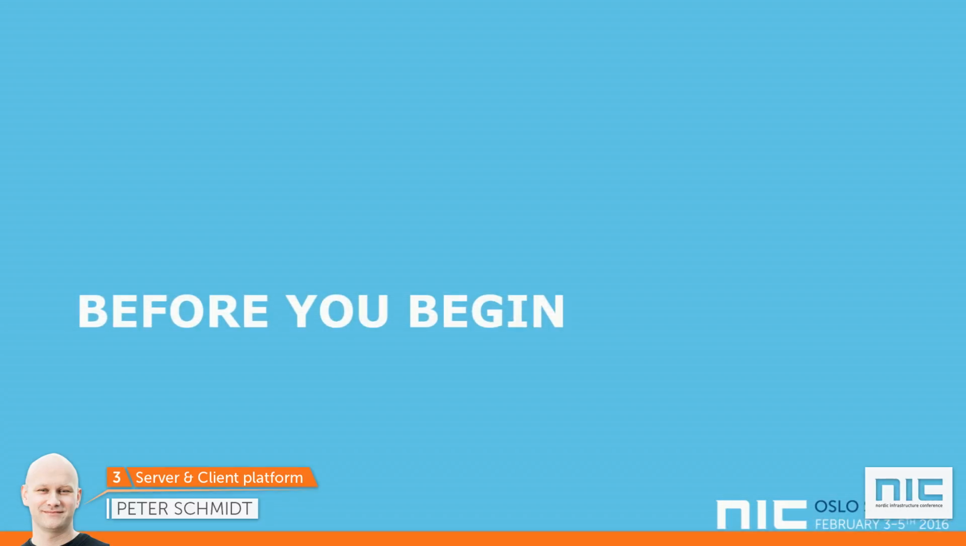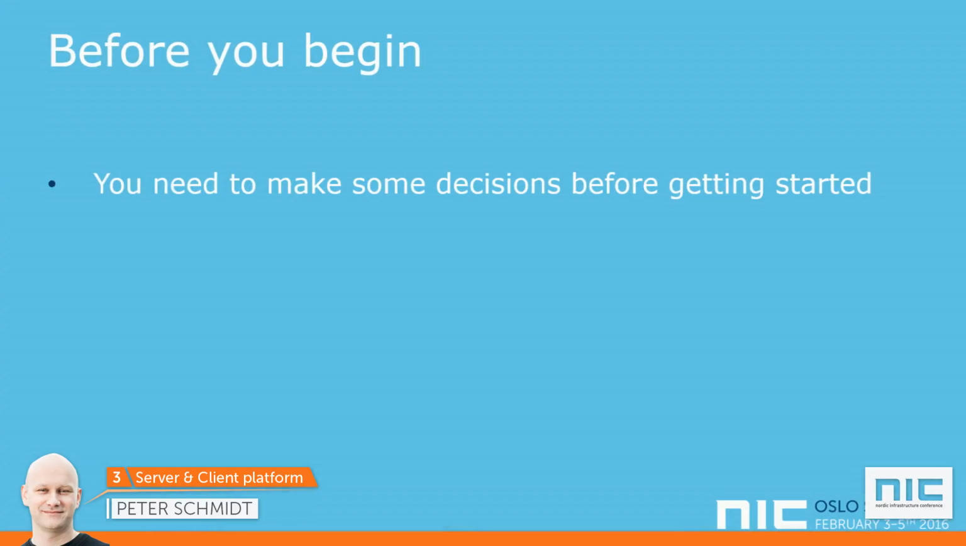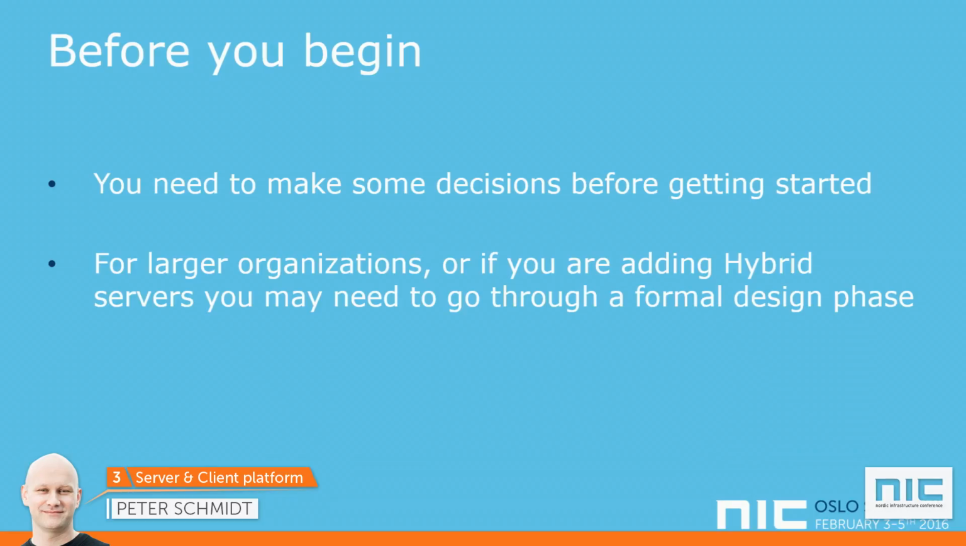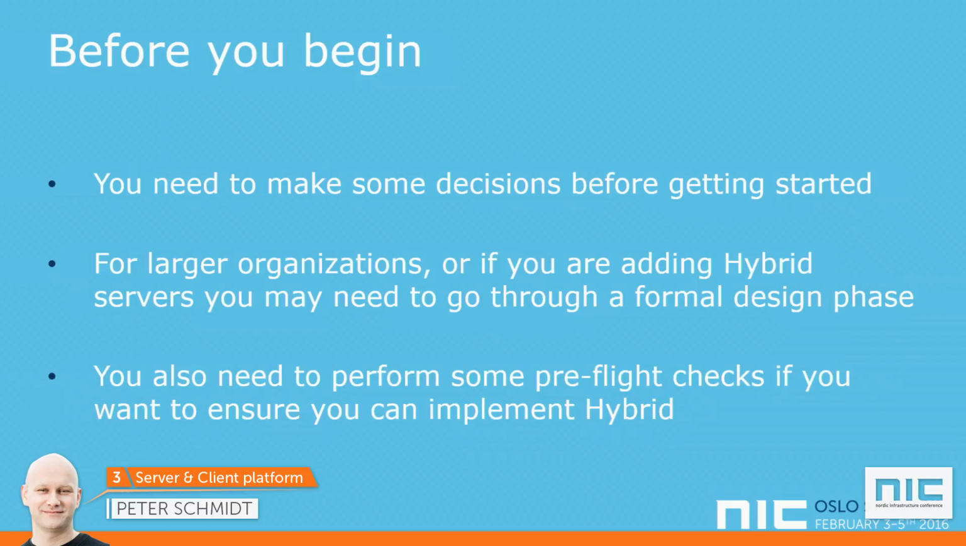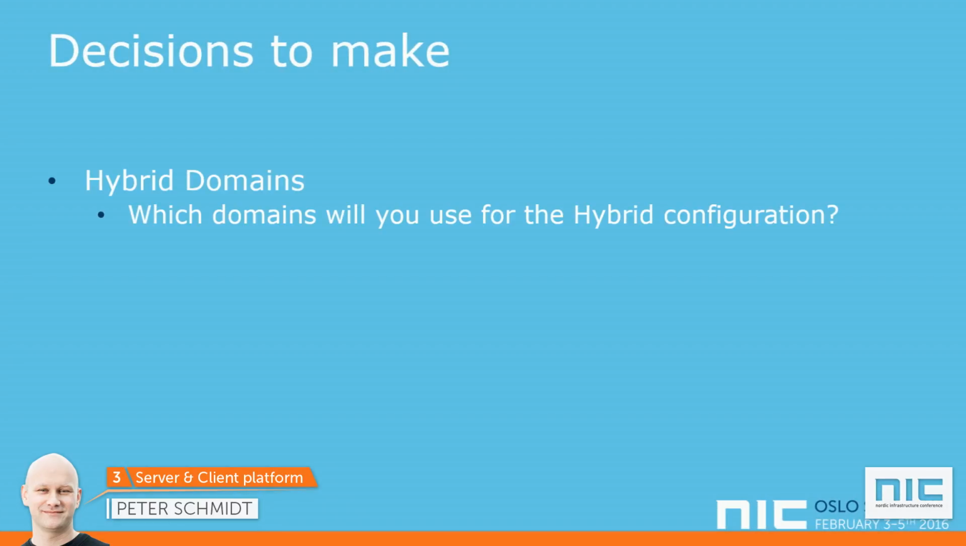So before you begin the journey to hybrid, like everything else, you need to look into planning, and there are some decisions that you need to make sure are in place. Especially for large organizations, there might be extensive planning or even design, putting additional servers in there if the needs are there. But before you start the configuration wizard, you could do some additional pre-flight checks to make sure that the environment is ready to go hybrid. I'll cover some of them here.